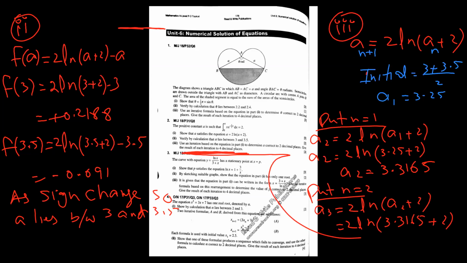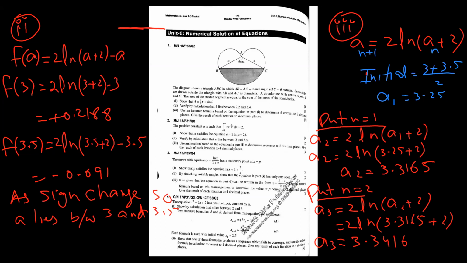So let's start, and let me calculate 2 times 2 logarithm 3.3165, and the plus 2 is also there. The answer coming is 3.3416. This is my A3 answer. Now you have one general question: sir, we did iteration number 1, iteration number 2, how many iterations do we have to go?